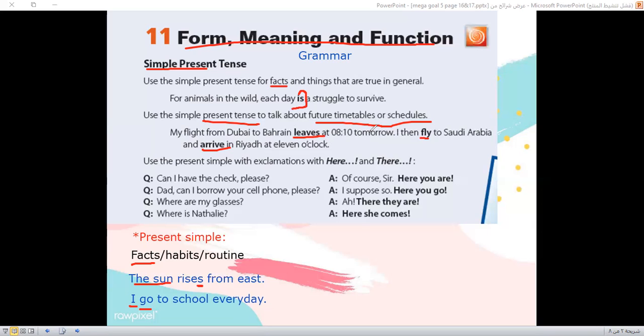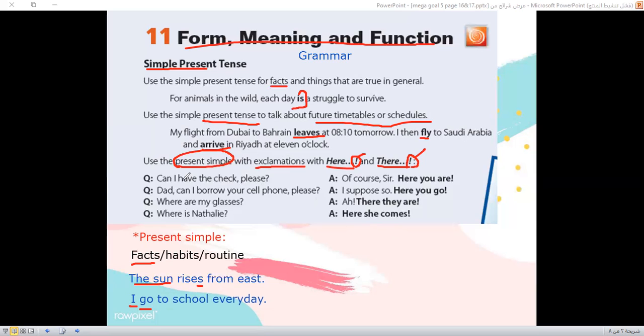This is only sometimes. Also here he said that whenever you want to use the present simple, you can use it with exclamations like here and there. What is the meaning of exclamation mark? You see this mark? So whenever you have a sentence that starts with here or there, and you have an exclamation mark, you should put the verb after it in the present simple.